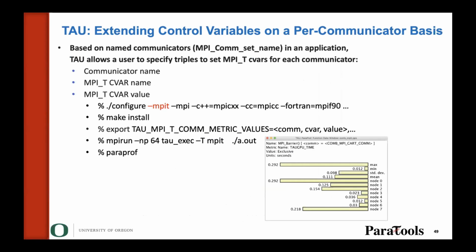We also have support for extending control variables on a per communicator basis. You can have a named communicator, a communicator that you name using MPI_Comm_set_name in the application, and then use that communicator name over here in this environment variable with MPIT, and then specify the control variable name and its value in this kind of a tuple, a set of tuples that you can specify. And here I have specified the name of a communicator, and I can track the time spent in MPI operations on a per communicator basis and also set the CVARs accordingly.